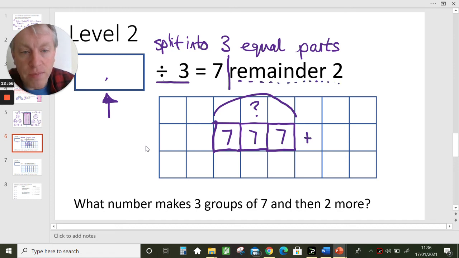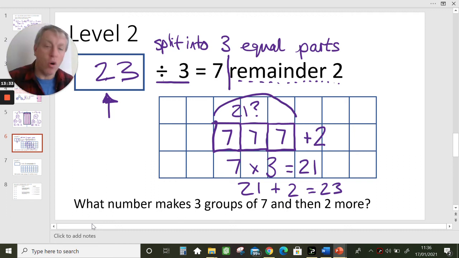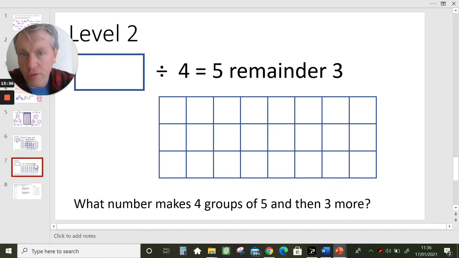That means 2 left over. So my whole number is 7 times 3 equals 21. So this part here is 21. But add on the 2. 21 add 2. So my mystery number is 23. Another way to think about it is to say what number, the mystery number, makes 3 groups of 7 and then 2 more. Well, I'll do one more like that and then it's over to you.